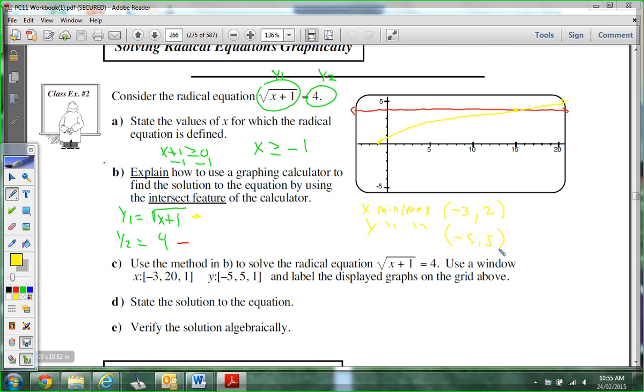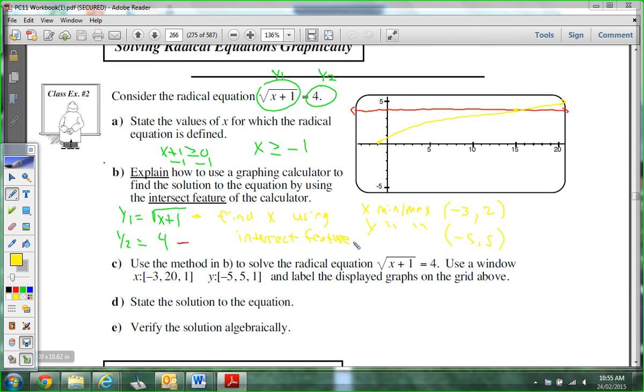Okay, so to do that, you hit window. Hit window and just go to your min, -3, and 20 is your max. And then for your y, go -5, 5. Okay, and so we want to find x using the intersect feature. Where do they intersect?